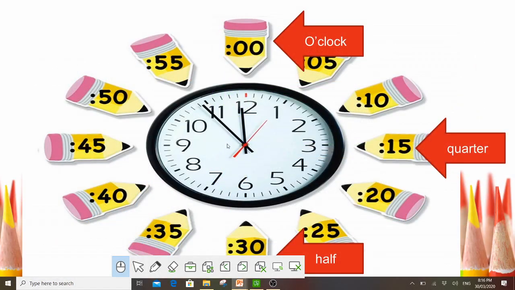We took the analog clock. We said we have numbers from 1 till 12. These numbers represent the hours. And here we have the numbers from 0 till 59 that represent the minutes. And we said to get the minutes, we have to count by 5.